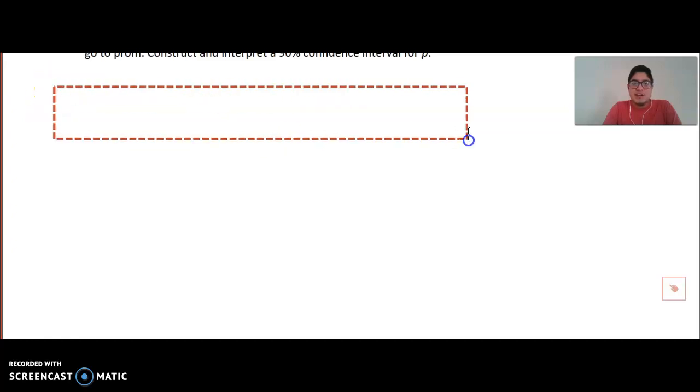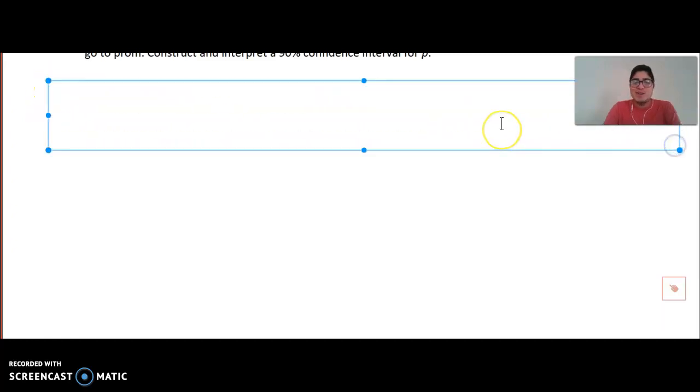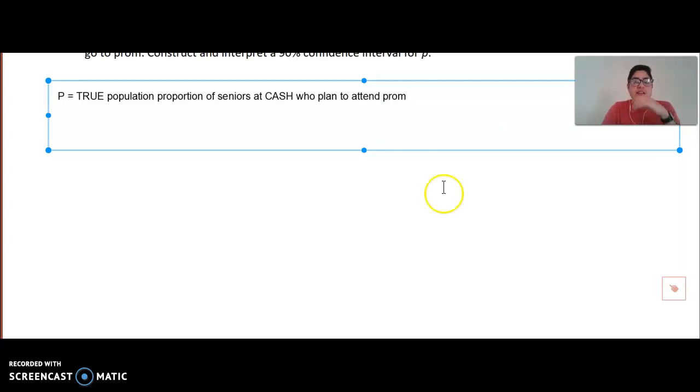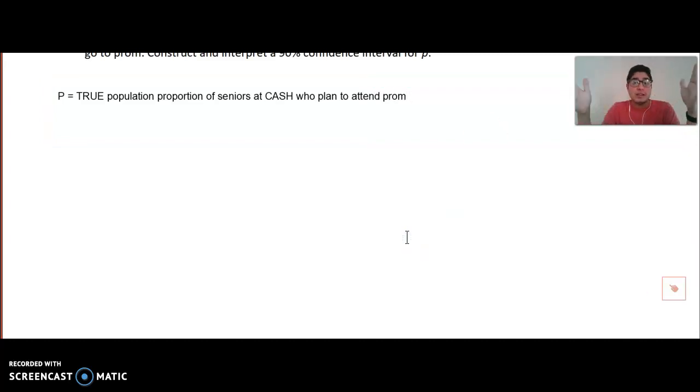So here, and sorry y'all, I get to type, you all have to write this in, but here, p is the true population proportion of seniors at Cache who plan to attend prom. So that is our parameter that we're trying to estimate based on our sample. Now, we have a few assumptions that we also need to make.